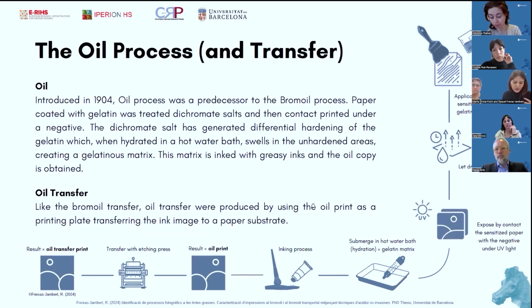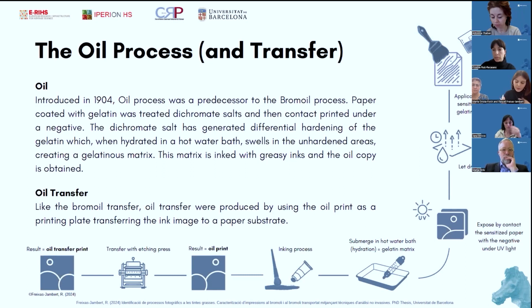So, the oil process was the predecessor of the bromoil process. I will explain it very quickly because it's not very common and it's easier to understand. It consists basically of a gelatin-coated paper that is treated with a dichromate salt solution and then is contact printed under a negative of the same format.